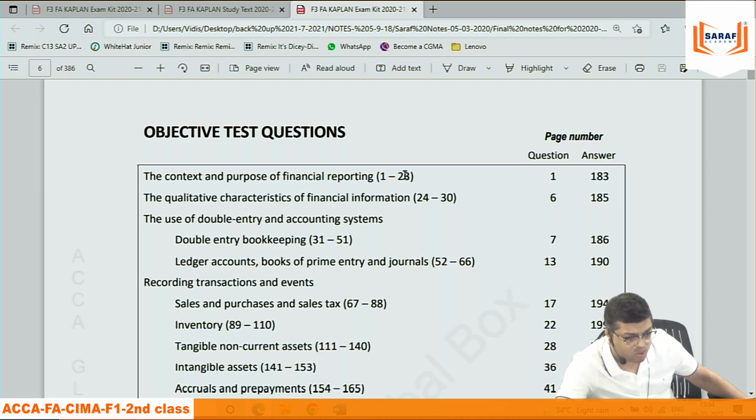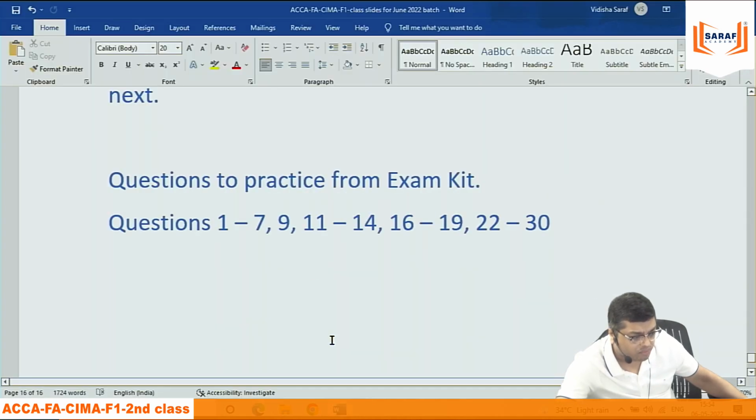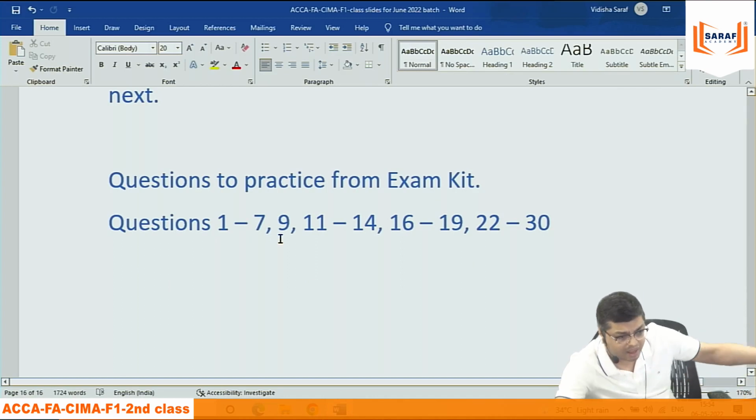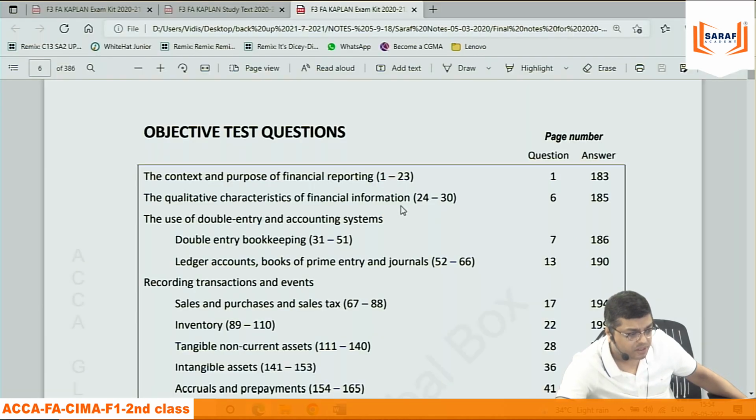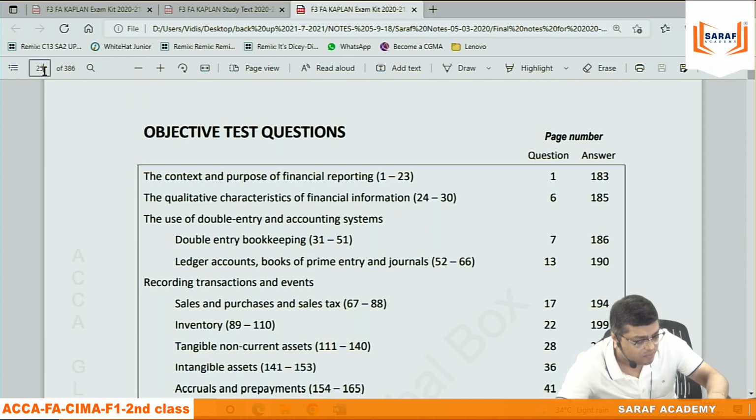So we will not be able to do 1 to 23 all. Some of the questions we can't do. Qualitative characteristics we can do. We have discussed only 1 to 30, and some portion is left. For that reason I have mentioned 1 to 7. Number 8 is related to the area which we have not studied. Number 9 we have studied. 11 to 14 we have studied. 16 to 19 we have studied. 22 to 30 we can do. Some of the questions we can't do because that portion we have not studied in the chapter. So it is around 25 pages.